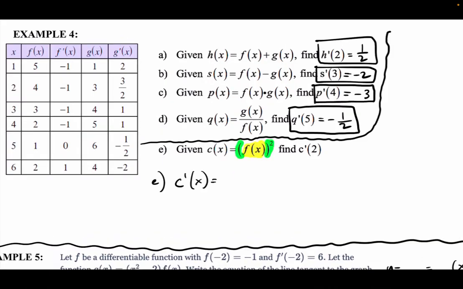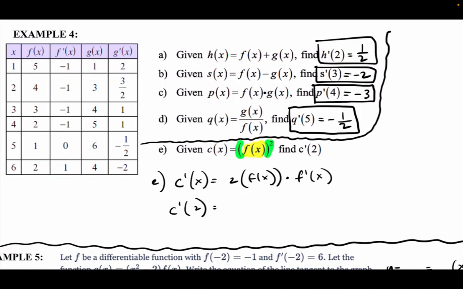The only difference with letter E is that this is a chain rule problem. A, B, you just use the power rule. C, you're going to use the product rule. D, you're going to use the quotient rule, like we did on the front. E is a chain rule problem. Chain rule says find the derivative of the outside. The derivative of the outside is something squared, so that means 2 comes in front, subtract a power, times the derivative of the inside, which is just f prime of x.